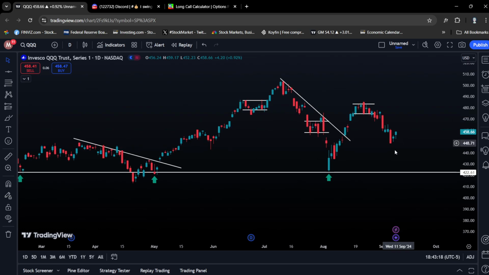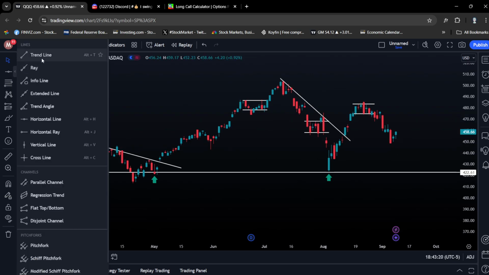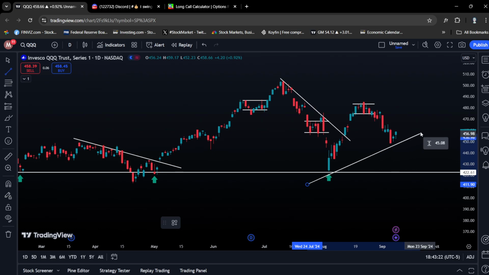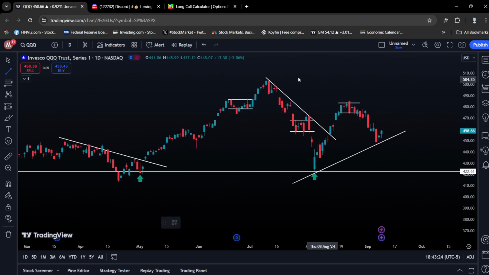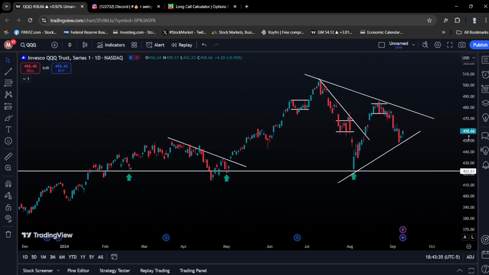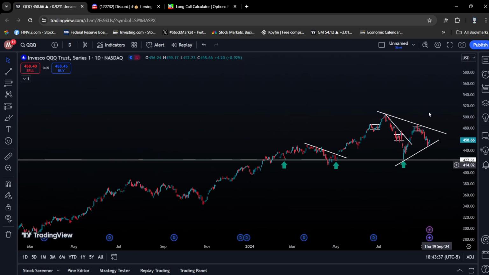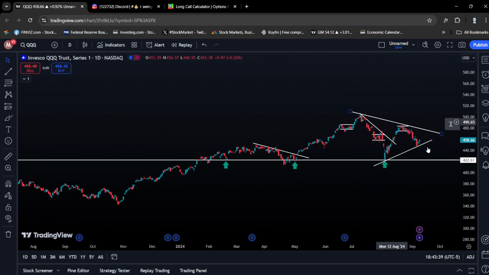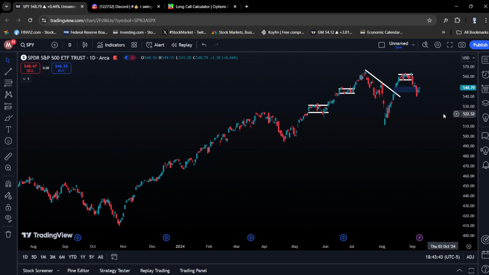QQQ also looks good, and as long as we maintain these higher lows, we are overall looking good for the market. As long as we don't create new lows, we will be looking good. As long as we hold this level of support, we're going to be looking good for the SPY and for the QQQ. So QQQ looks very interesting. Potential downtrend channel. We have a nice symmetrical triangle going on right here. But as long as we hold these levels, we are going to be looking good.